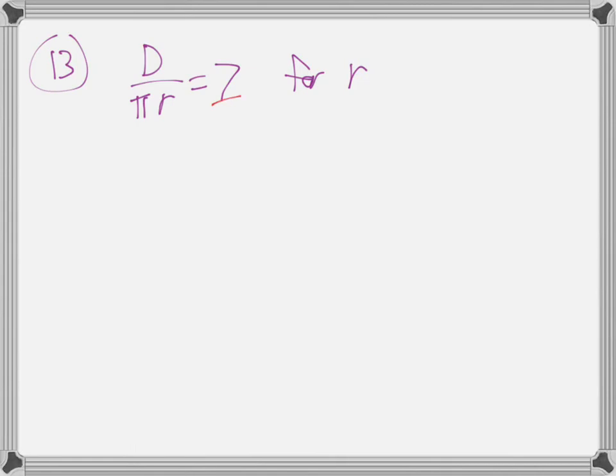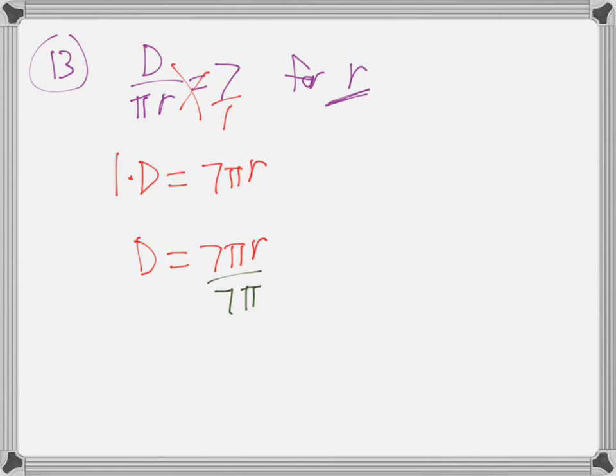So put 7 over 1, diagonal. So 1 times d is 7 pi r, or pi r 7. The order doesn't matter. So 1 times d is just d. Okay, and how do we get r? They want r. How do we get it alone? Divide by 7 pi. Divide by 7 pi. Boom, there it is. d over 7 pi.